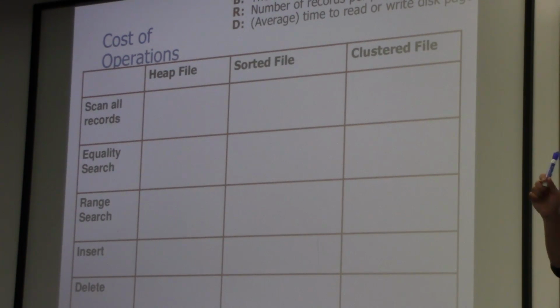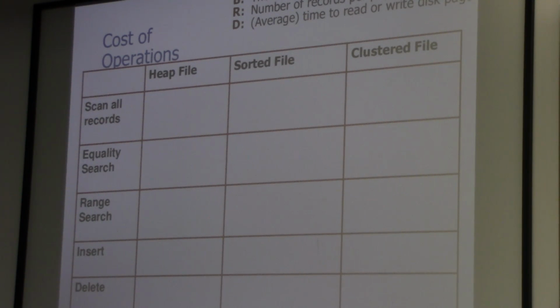So I'm going to start with the simple stuff, which is, for the heap file, what's the cost of scanning all records? That should be an easy one. There is only one question I want to ask you: how many I/Os? I/O means how many inputs and outputs.